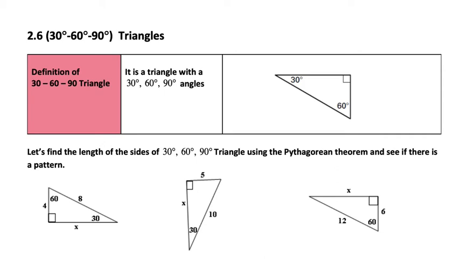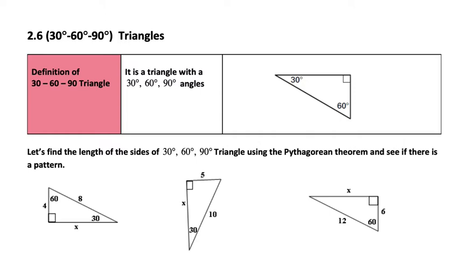Hey guys, today we're going to look at 30, 60, 90 triangles. So last time we were together, we looked at 45, 45, 90 triangles, and we saw that all of their sides have a nice pretty proportion to them, right? So the same sort of thing is going to happen with 30, 60, 90 triangles. Every 30, 60, 90 triangle is similar to every other 30, 60, 90 triangle because they have congruent angles.